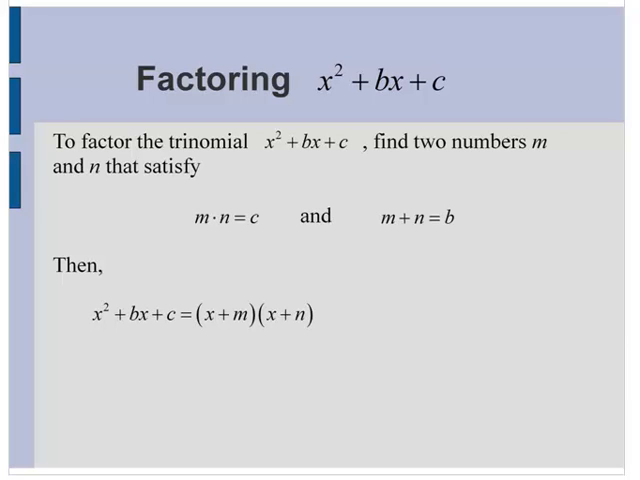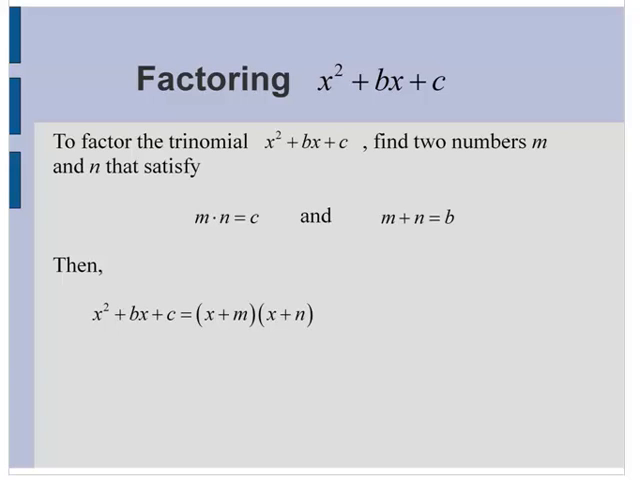So, to factor the trinomial x squared plus bx plus c, we want to find two numbers, let's call them m and n, that satisfy: their product is c. They multiply together to get c, the constant, and they add together to get b, the coefficient on x. And this only works if it's a 1x squared. The lead coefficient is 1. But we find those numbers m and n, and then we can write the polynomial in the factored form x plus m, x plus n.